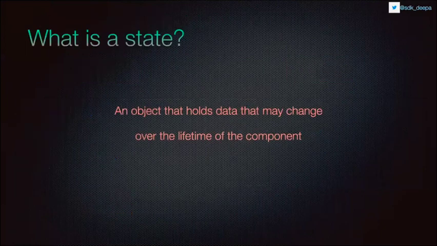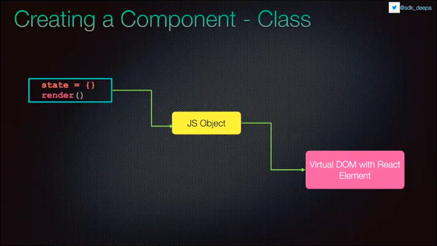So moving on to what is a state. A state is an object that holds data that might change over the lifetime of a component. If I show you an example, you would understand much better. Here you're creating a class component which contains a state and the render method. State represents the data we want to display when the component is rendered, and the render describes how the UI should look on the web page, right?